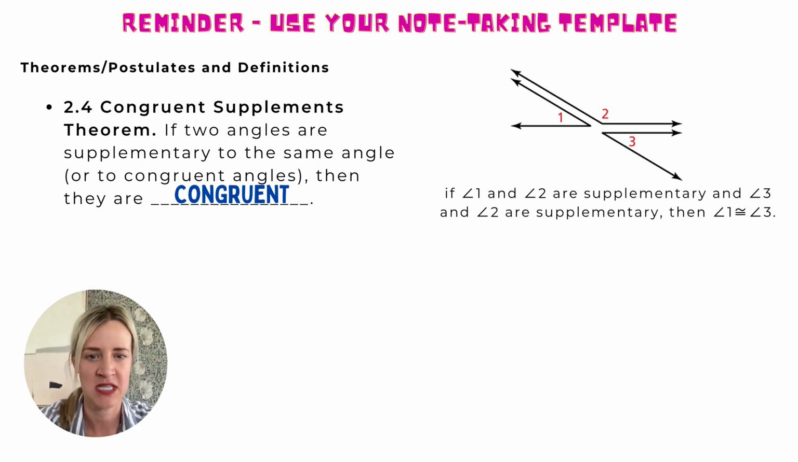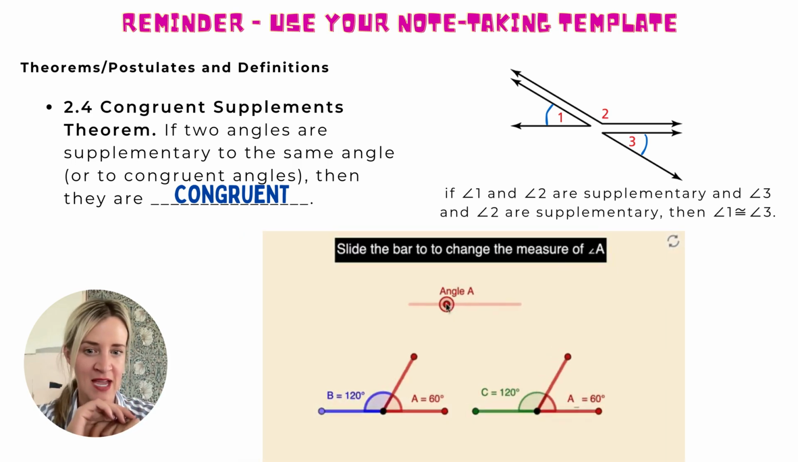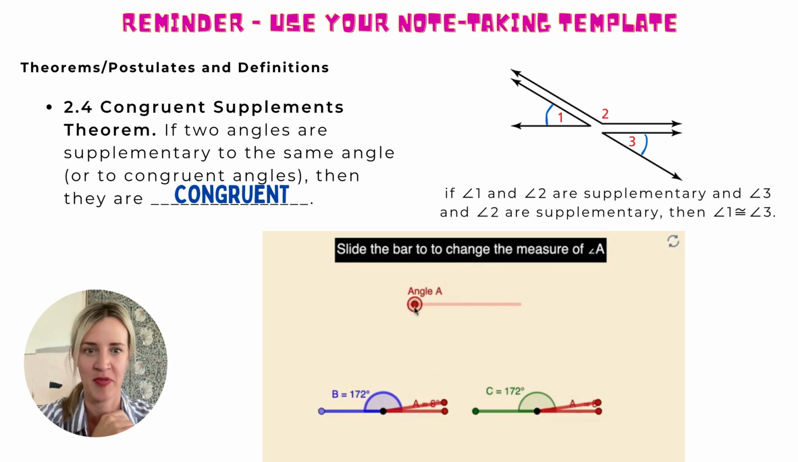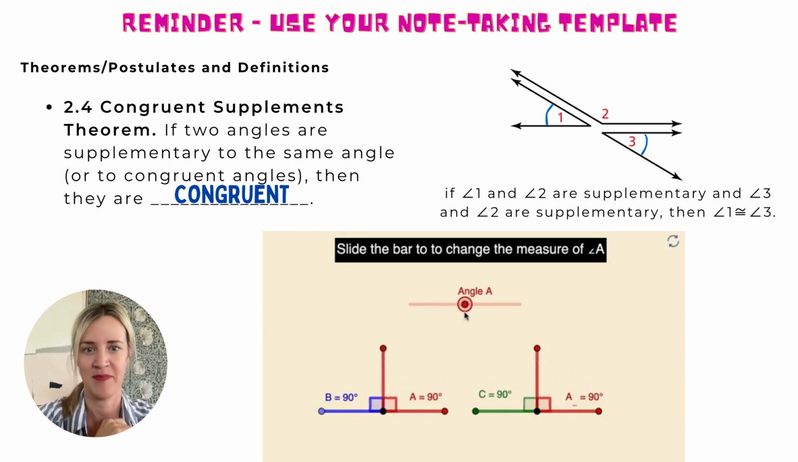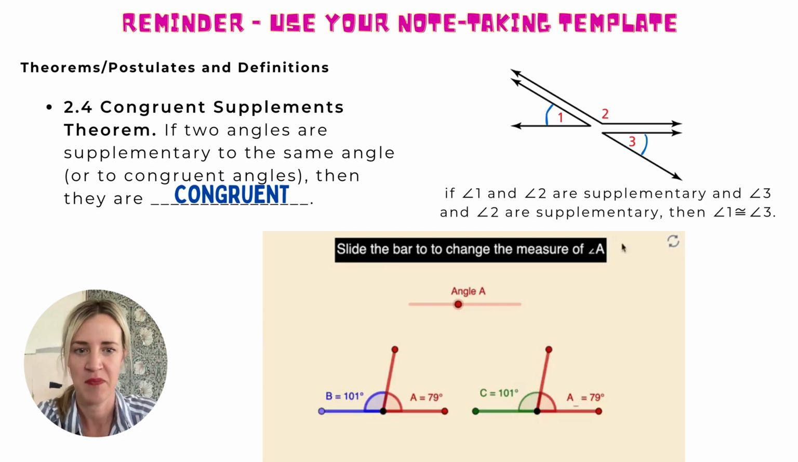In the image here, see that if angle 1 and angle 2 are supplementary, they add to 180. And angle 3 and angle 2 are also supplementary, they add to 180. Then you can make that jump that angle 1 is congruent to angle 3. And you can see this in the GeoGebra applet here as well. Angle A and angle B are supplementary. Angle A and angle C are supplementary. And angle A is going to be angle A. It's congruent to itself. So they're congruent.